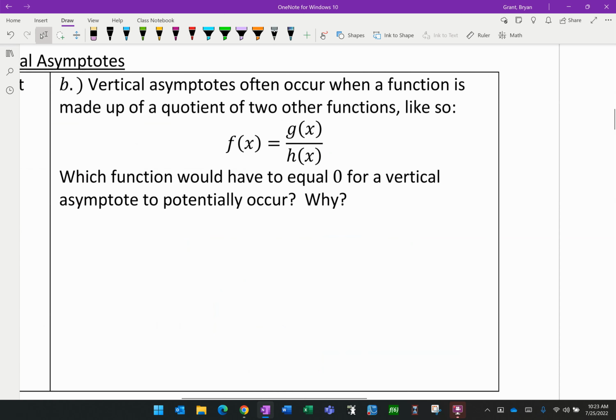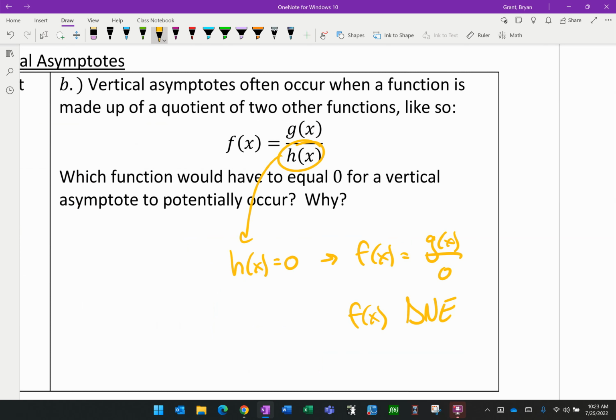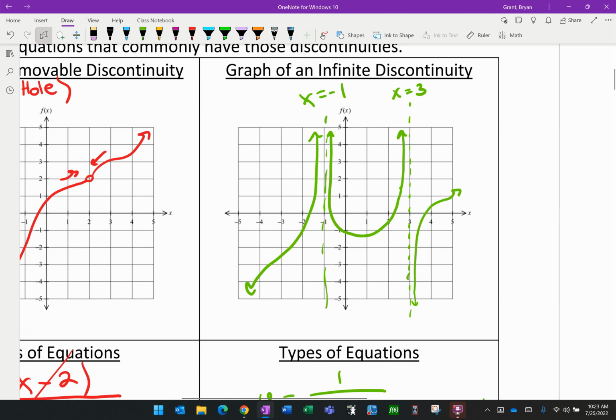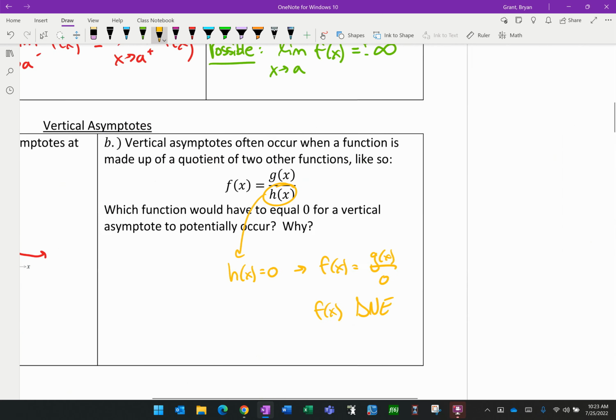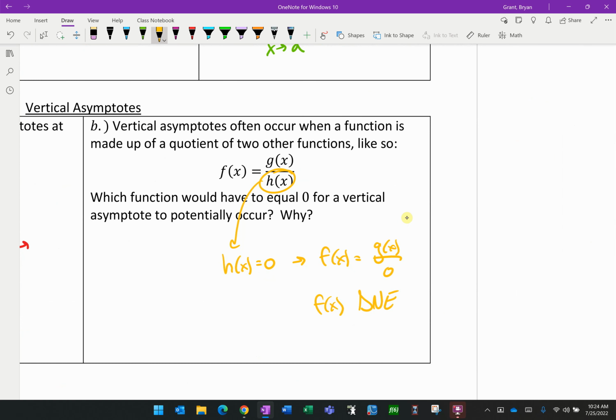Okay. And we briefly discussed this up above, so hopefully you didn't struggle too much here. The function that causes a vertical asymptote to occur is h of x, right? h of x equaling 0 would cause f of x to equal g of x divided by 0, which means that f of x does not exist. Right? So if the denominator of your function is 0, and we get it does not exist, two potential things could happen. You could end up with a vertical asymptote, an infinite discontinuity, or a hole, a removable discontinuity. And it's all dependent on what g of x is as a function. If they cancel, you'll get a hole. If they don't, usually you'll get an asymptote.